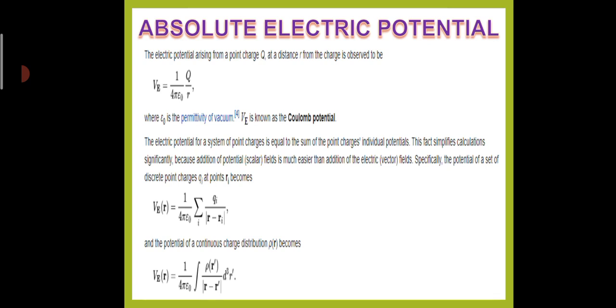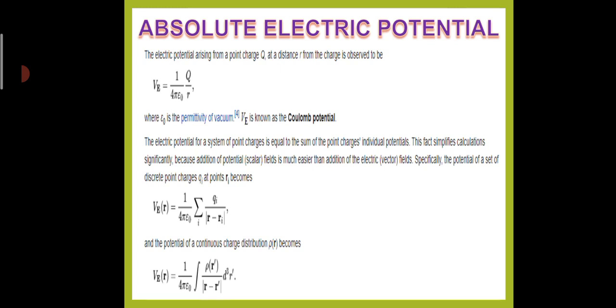Now, absolute electric potentials. The electric potential is the amount of work energy needed to move a unit of electric charge. In classical electrostatics, the electrostatic field is a vector quantity which is expressed as the absolute electric potential. Electrochemical potential or electropotential or electromagnetic fields.